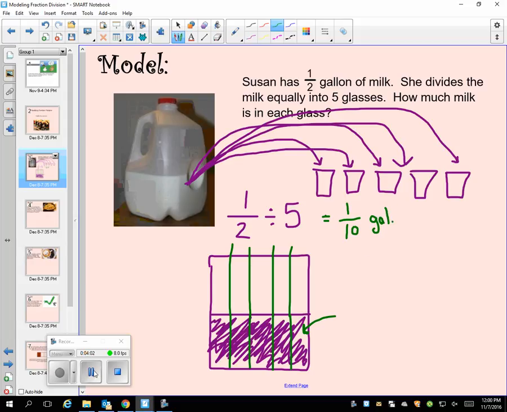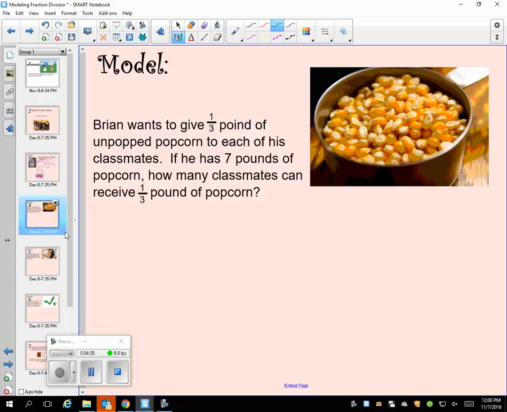All right, let's try another one. Brian wants to give 1/3 of a pound. Oops, there's a spelling mistake right there. Go ahead, Mrs. Ogden made a mistake. Brian wants to give 1/3 pound of unpopped popcorn to each of his classmates. If he has 7 pounds of popcorn, how many classmates can receive 1/3 a pound of popcorn?